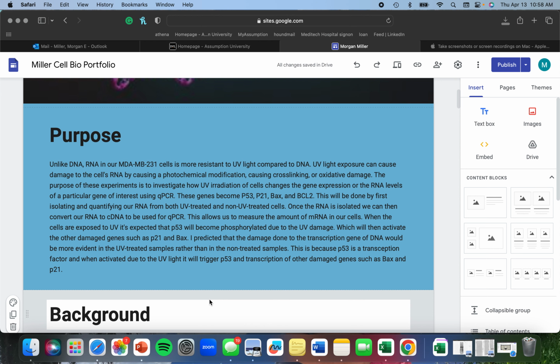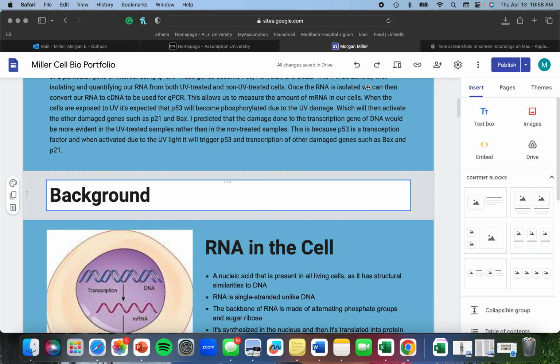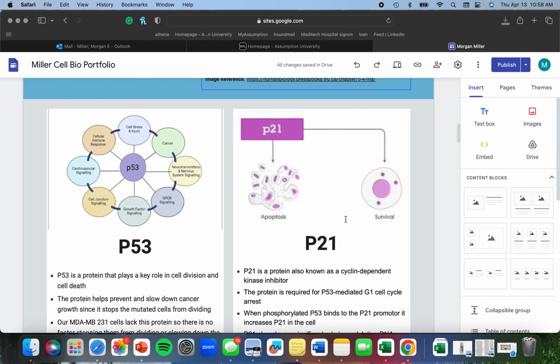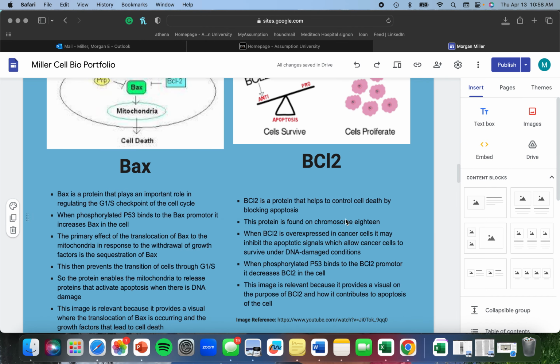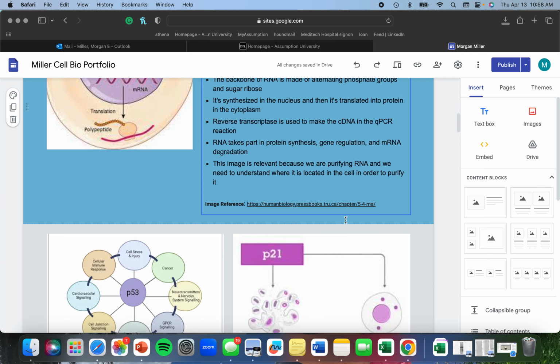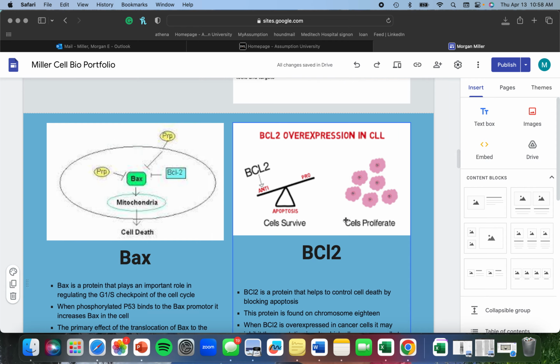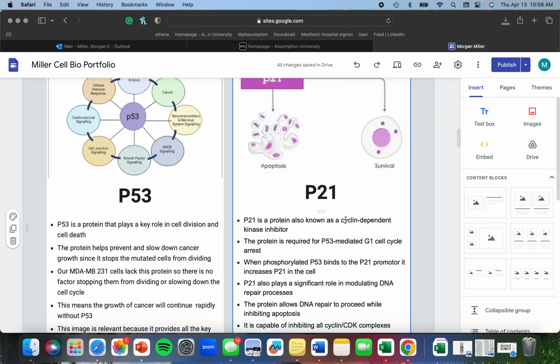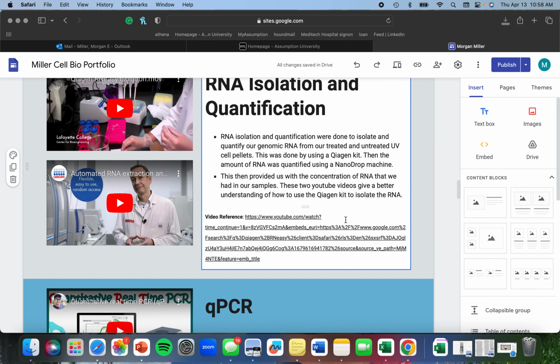And I didn't want to be distracted by pictures, and there's plenty of pictures in my background, so I didn't feel like I needed that. So I got rid of that, and then I didn't get any suggestions on the background. I feel like my background is pretty solid. I didn't really feel like I needed to add or get rid of anything, so I didn't do anything for that or the methods.